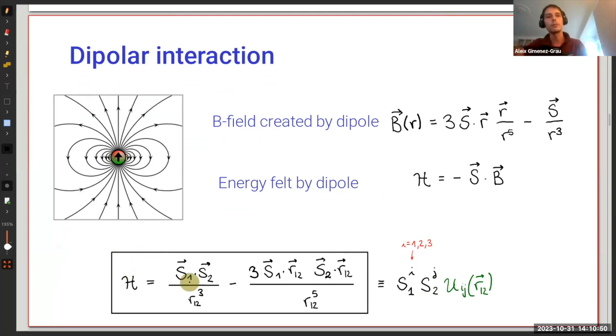In particular, if you have, for instance, 2 dipoles at positions 1 and 2, this would be the energy felt by the system of 2 dipoles. Okay, so it decays with the distance, but it decays like a power law. So it's some kind of long range force. Okay, so this is what we are going to add to our Hamiltonian.